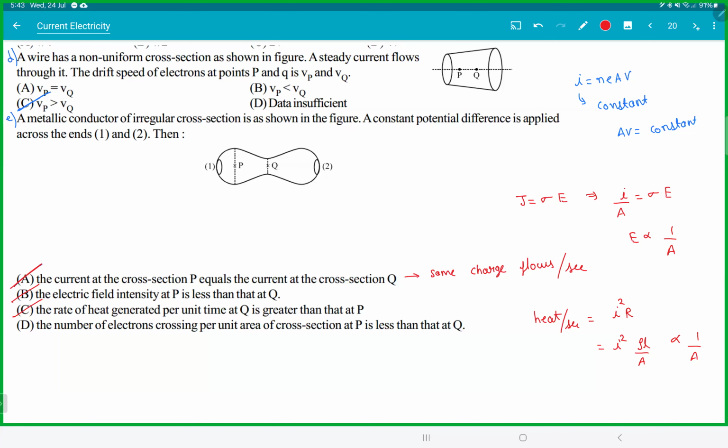Next thing, number of electrons crossing per unit area. Now, when you say per unit area, current is same, cross section at P is less than Q. So indirectly it's asking you J only. So this is also right.